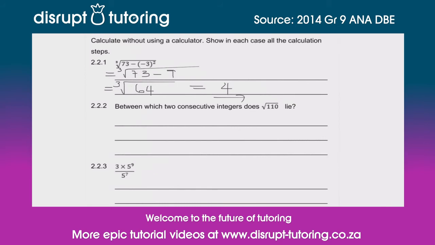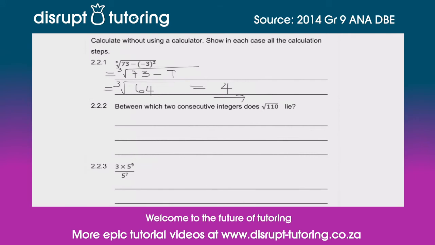Moving on to the next question, they've asked us between which two consecutive integers does the square root of 110 lie. Now, there's some important words in here. Two consecutive, what does consecutive mean? It means after each other or next to each other. Integers, what does integer mean? It's a full number of 0, 1, 2, 3, or minus 1, minus 2, minus 3, but nothing in between, no decimals. Does the square root of 110 lie?